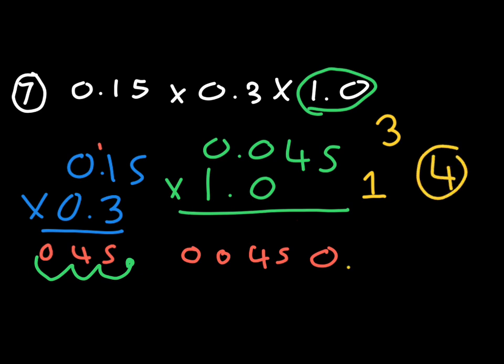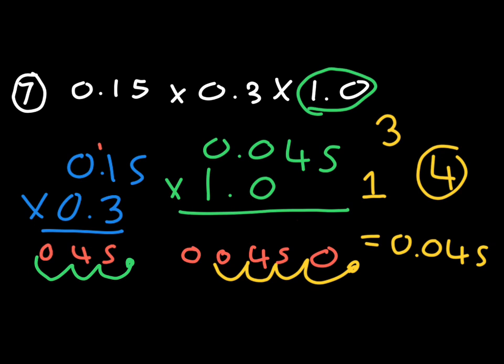So we start on the right hand side and we can go 1, 2, 3, 4. Therefore, our final answer is 0.045. Now there was actually a little bit of a trick to this one.